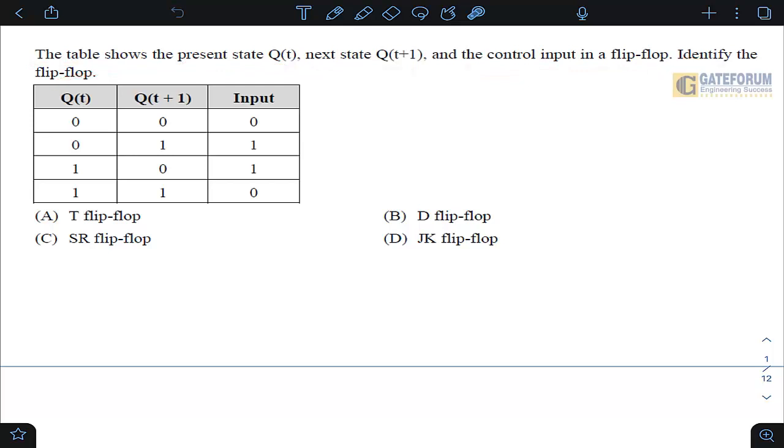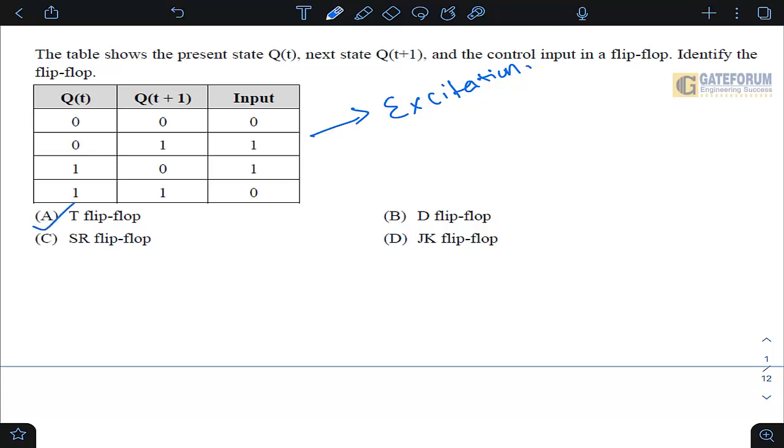So basically we are given the present state and next state. Based on the present state and next state, the input is determined. So what kind of table does this represent? This definitely represents the excitation table, right? And we are supposed to find which of the following flip-flops this excitation table belongs to. This is, students, a very standard data, right?